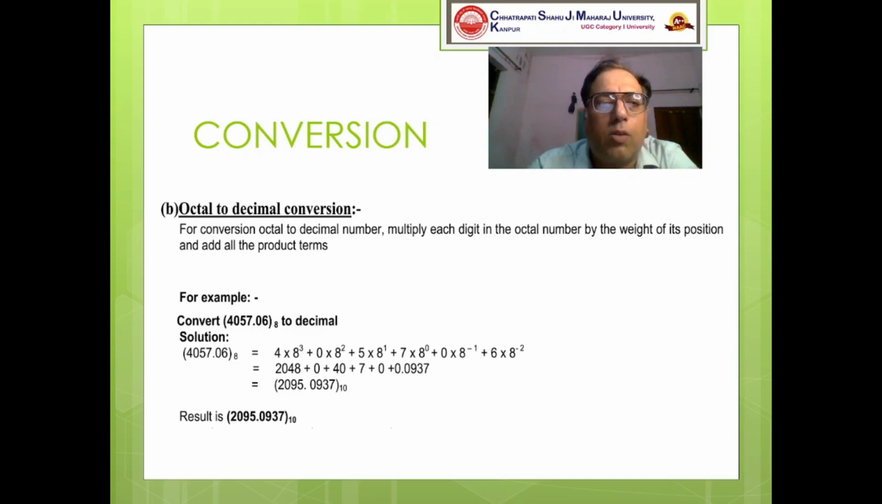Now octal to decimal conversion. For converting an octal number to decimal, multiply each digit in the octal number by the weight of its position and add all the product terms. Simply, for example 4057.06, in this case 4 into 8 power 3, 0 into 8 power 2, 5 into 8 power 1. Just multiply by the positional weights and add them up. So you finally get the decimal conversion of the octal number.